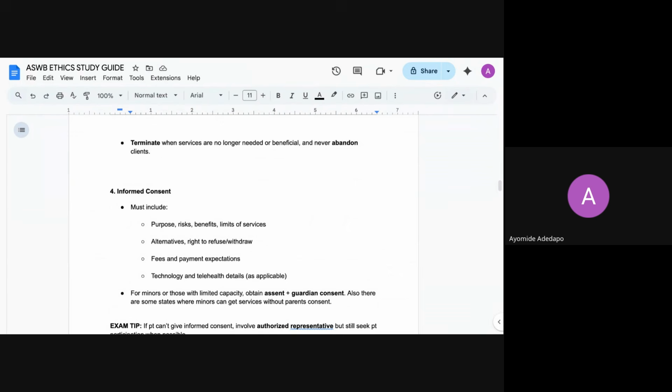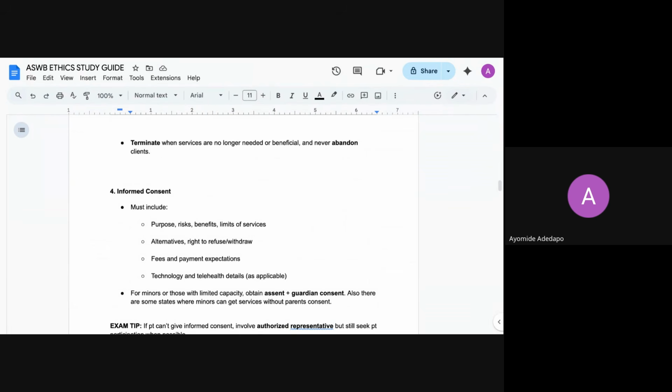Also, when it comes to minors, right? Depending on the state, and I know I made a practice question on my page about this, in some states minors can go and get services without their parent. So let's say you have a state where a minor can get services and you don't need parent or guardian consent. Now, if you have a state where you need parent or guardian consent, then you want to make sure you get assent, right? That the minor wants to participate in these services. That is something really, really important.